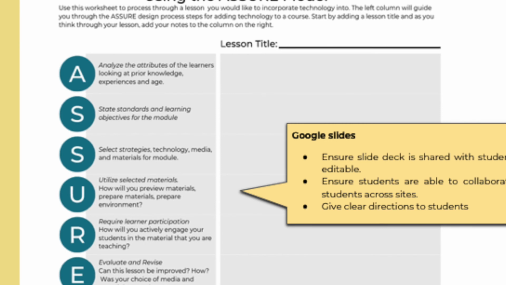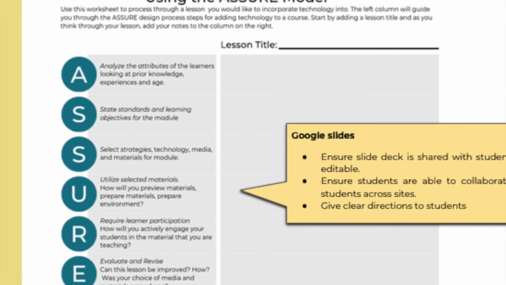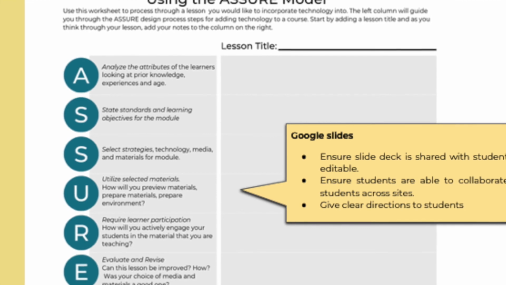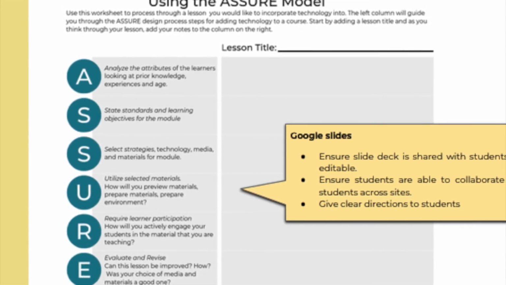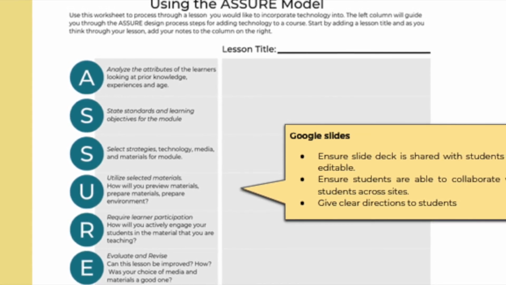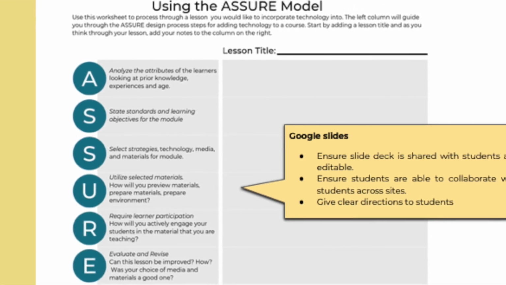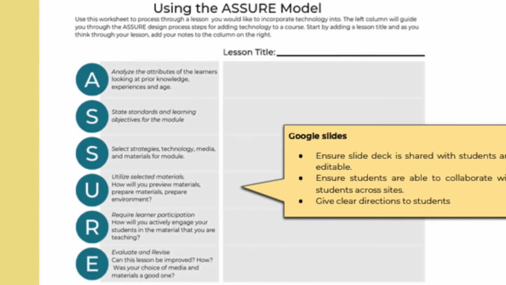The fourth step is to utilize your selected materials. In this step, you want to preview your material. Never use anything in class you haven't walked through thoroughly. You want to prepare your material, making sure you have everything you need and that it all works the way you want it to. You need to set up the classroom so that whatever you're doing will work in the space that you have, and prepare the learners by giving them an overview and explaining how they can take this information and use it and how they will be evaluated eventually.